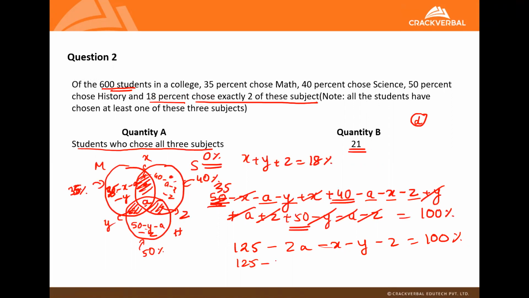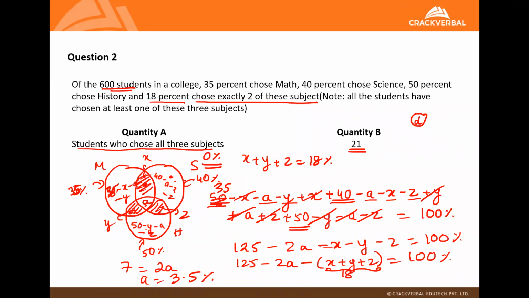So I have 125 minus 2a. If I take minus common, I'm going to get x plus y plus z is equal to 100%. And remember, I already know that x plus y plus z is equal to 18. So 125 minus 2a minus 18 is equal to 100. So I'm going to take the numbers to one side and 2a on the other side. So 125 minus 18 is going to be 107. 107 minus 100 is going to be 7. So 7 is equal to 2a. So a is going to be 3.5. So a here is going to be 3.5%.